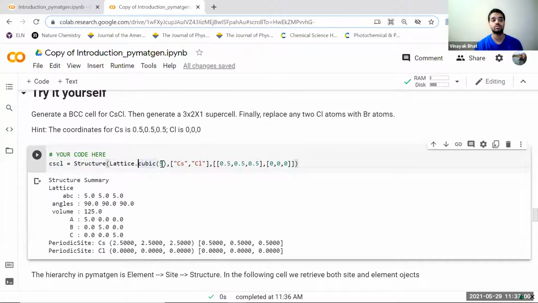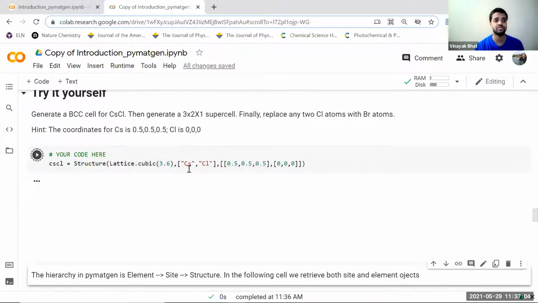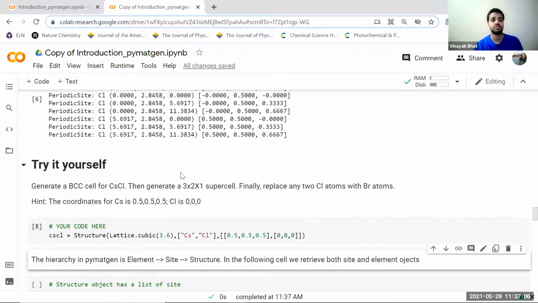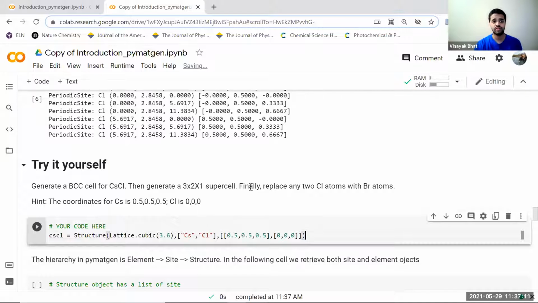It's a cubic, and you can put in a lattice constant. I'm not sure what the lattice constant is here, but you do something like this and you get CsCl. Okay, so try replacing any of the 2 chlorines with bromine, or all of the chlorines with bromine if you want.